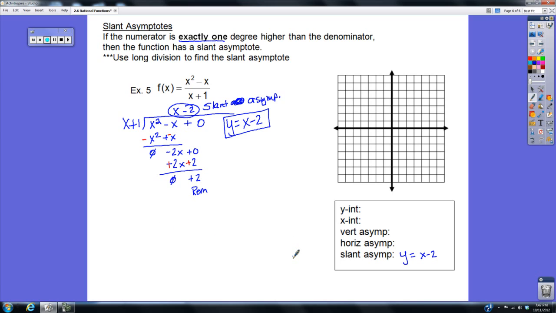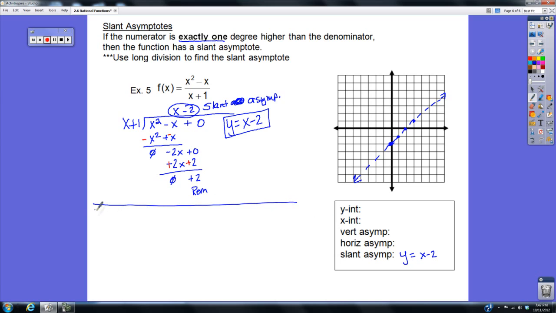So before we do anything else, we can go ahead and graph this line. X minus 2, start down here at negative 2, up 1 over 1, up 1 over 1, up 1 over 1, and I cannot draw very straight lines on here. This will have to do. It's supposed to be a straight line. So there's our slant asymptote. So let's go real quick through this and do all the other stuff and finish it up.